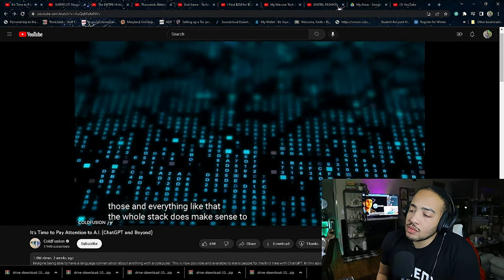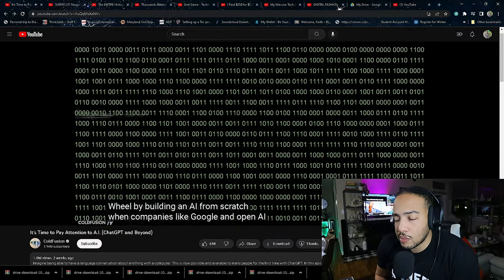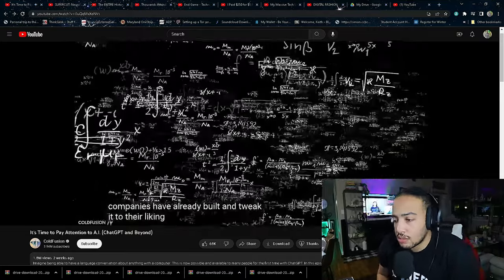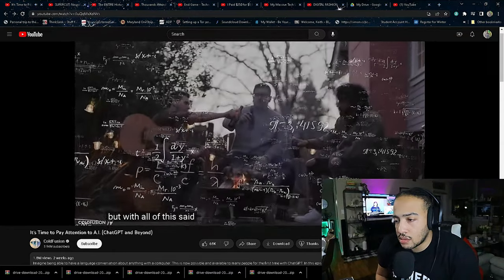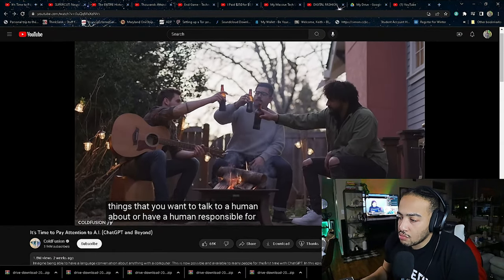The whole stack does make sense to me. Why would companies try and reinvent the wheel by building an AI from scratch when companies like Google and OpenAI have the resources and are already so far ahead? They could just use what these companies have already built and tweak it to their liking. But with all of this said, AI can't beat humans at everything. There's just some things that you want to talk to a human about or have a human responsible for.